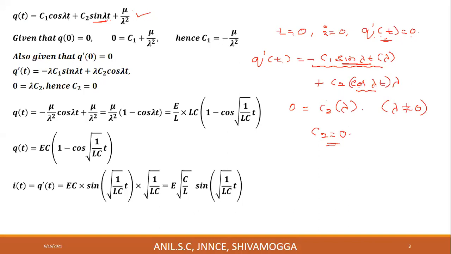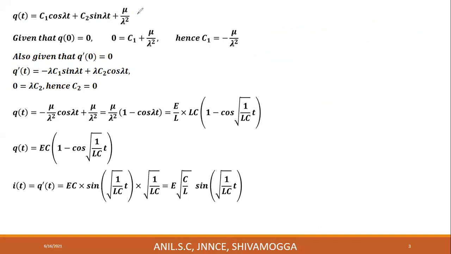Substitute these two results in the solution. Where is the solution? This is the solution. Substitute here. Q of t is equal to C1 into cos lambda t, where C1 is minus mu divided by lambda square into cos lambda t, plus C2 is 0, 0 into anything is 0, plus mu divided by lambda square. Here mu divided by lambda square is common in both the terms, you take it outside. As mu divided by lambda square comes outside, what you get within the brackets is 1 minus cos lambda t.